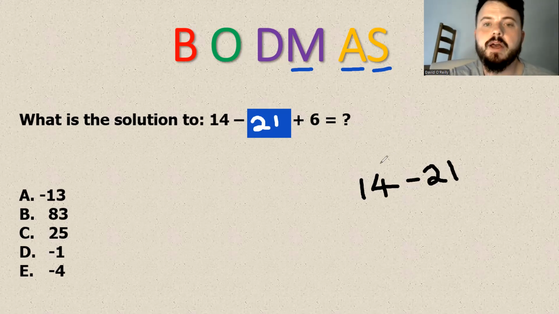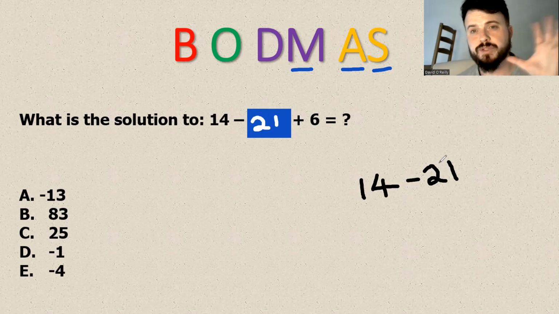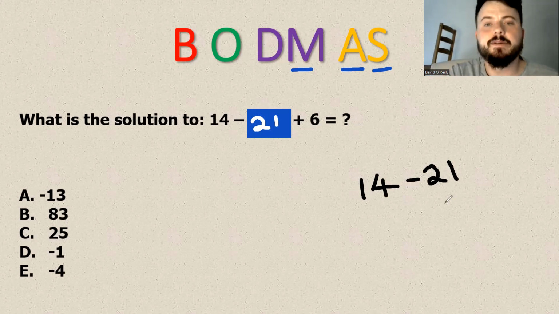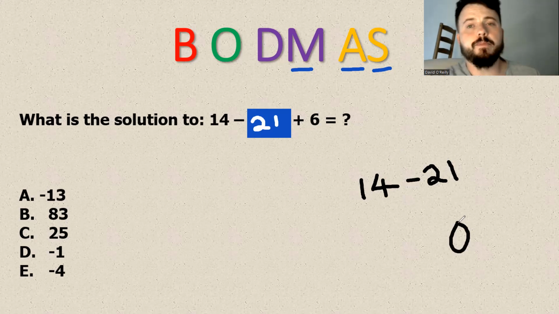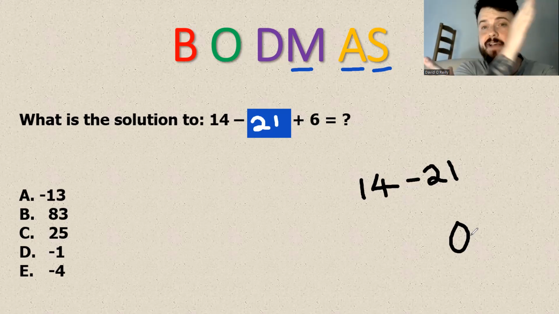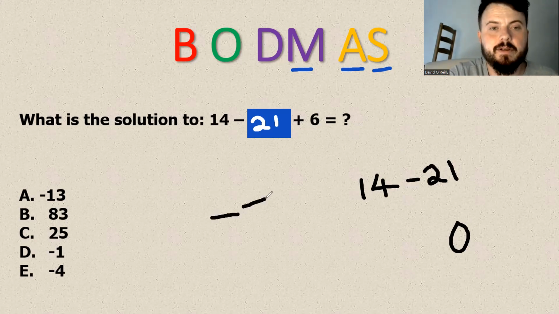How do we do it? Well, imagine we were taking 14 away from 14. We'd be at 0, yeah? If we had 14 and took 14 away, we'd have nothing, right? But we're not taking 14 away. We're taking 21 away, which is another 7. I need to take another 7 away from 0, okay? So what's 0 take away 7? If we're at 0 and we go back 7, where do we end up? Of course, we end up at minus 7.